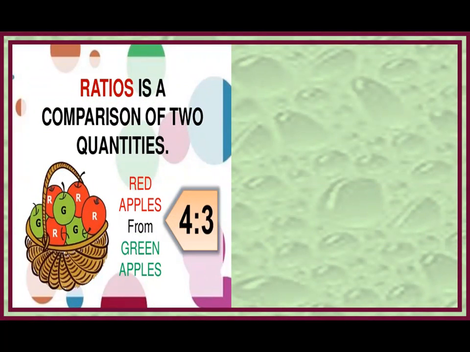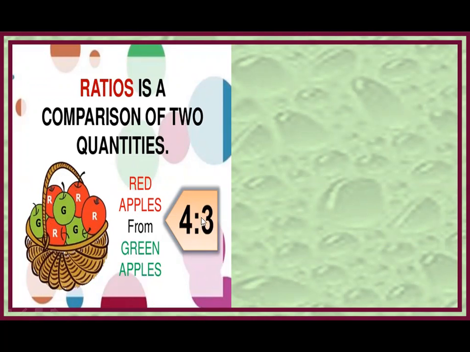So here, variations are a continuation of ratios which you have already learnt in your lower classes. Ratios is a comparison of two quantities. So you can compare only same quantities. So here we have red apples and green apples. There are 4 red apples and 3 green. So you can write it as 4:3.